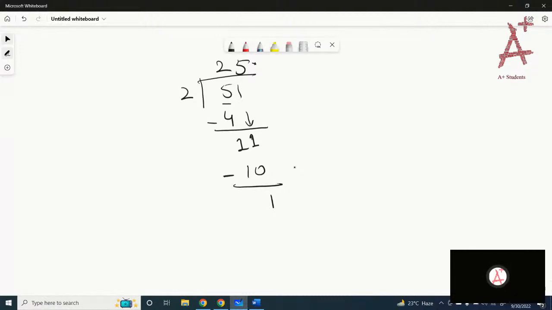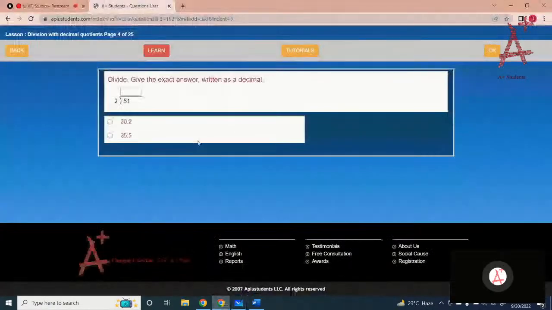Now put a decimal point over here and add a 0 over here. So 2 times 5 is 10 and 10 subtract 10 is 0. Got it? So it would be 25.5. So select the correct option and click on the OK button.